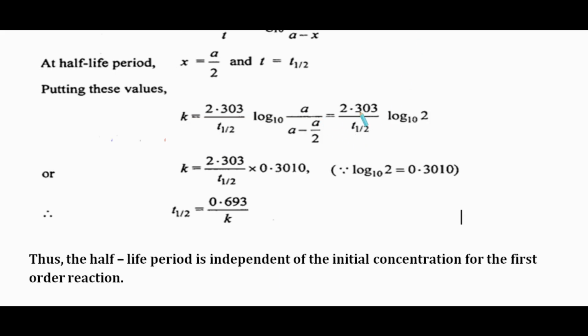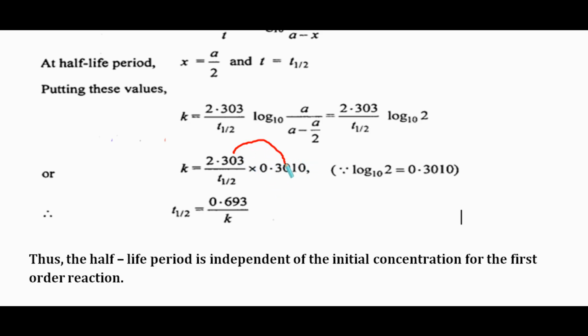On solving this, we get k equals 2.303 upon t half log10 2. The value of log 2 is 0.3010.